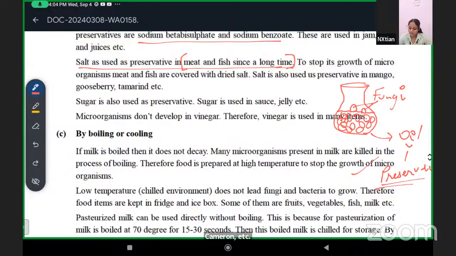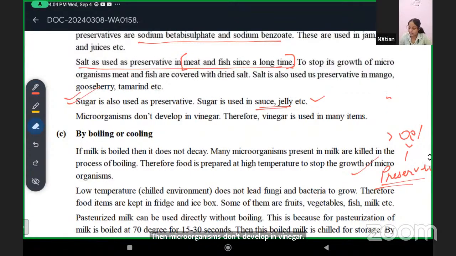Then sugar is also used as a preservative. Sugar is used in sauce, jelly, etc. Sugar can also be used as a preservative in some things, such as sauces, jelly, and all. Then microorganisms don't develop in vinegar. Therefore, vinegar is also used in many items. Like I said, vinegar is also used to preserve many items.